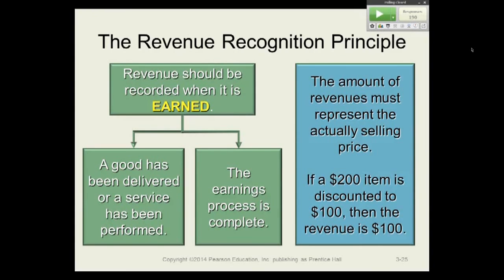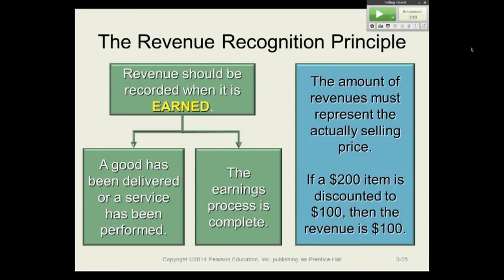So if a $200 item is discounted to $100, even though the catalog price says $200, it is the transaction price that you would record. So to summarize, you recognize revenue when it's earned. You recognize on the delivery or the exchange. The completion of the earning cycle is important, but for us it's typically the point of sale, and the valuation of the sale. The valuation of the sale is going to be the transaction's price.